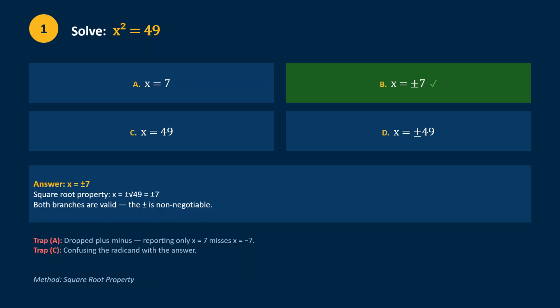X equals plus or minus the square root of 49, which is plus or minus 7. Both positive 7 and negative 7 are valid solutions. The trap here is choice A, which only gives x equals 7. That is the dropped plus or minus error we talked about. Always remember, when you take the square root of both sides, you must include both the positive and negative roots.